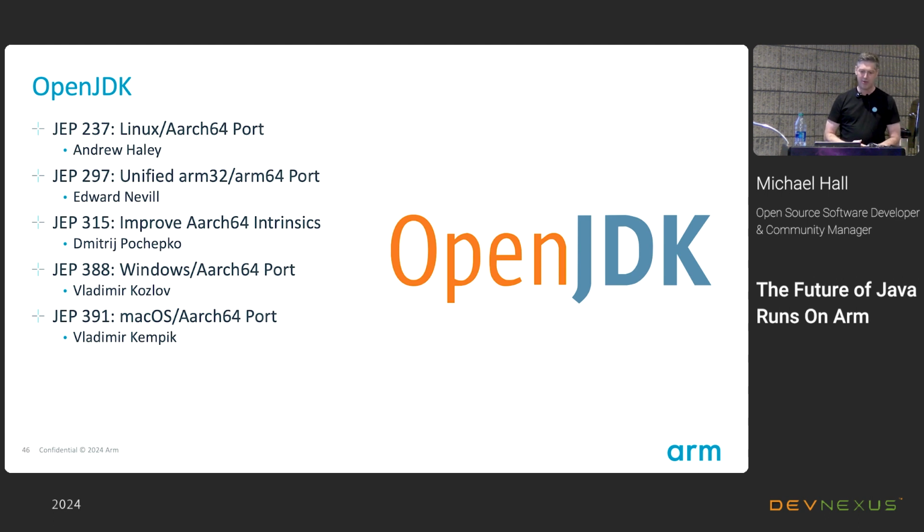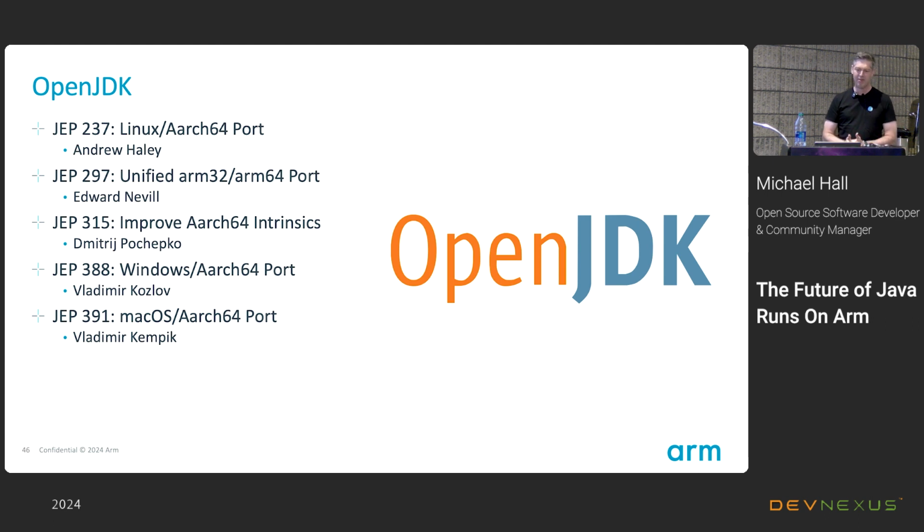In JEP 297, Oracle contributed their proprietary ARM32 and ARM64 ports that had been in their closed source JDK. That got contributed to OpenJDK as well. The initial port for Linux, JEP 237, is still the ARM64 port that you'll get, but ARM32 support is now from that Oracle contribution.